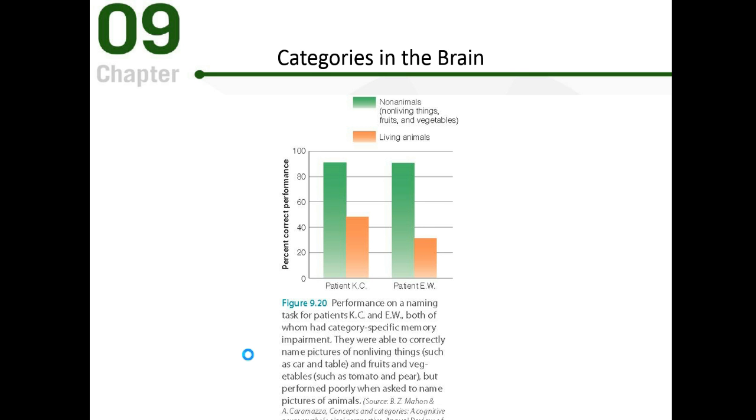So let's consider patients KC and EW, both of whom had category-specific memory impairment.